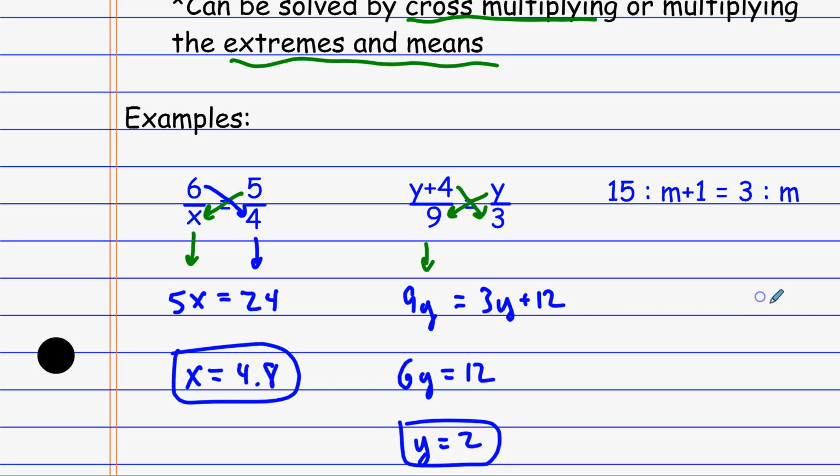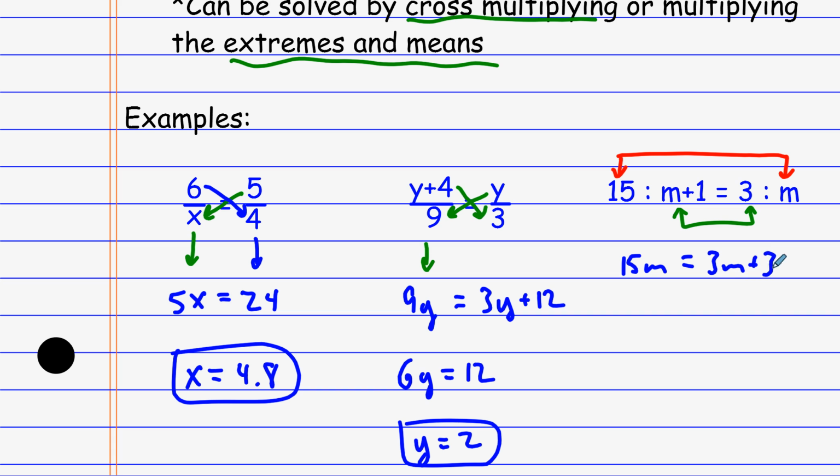And then the last one, again, either convert this to the fraction form and then do your cross-multiplying, or, again, look at it in terms of the extremes and the means. If I look at the extremes, here are these guys. They're the ones on the outside. They're the extremes. And I just multiply those. That gives me a 15m equals. And now I do the means, which are the ones in the middle. The means, get it? So when I multiply those, that gives me a 3m plus 3.